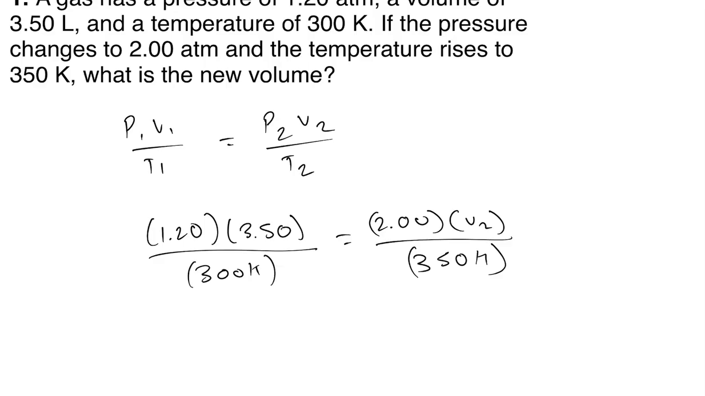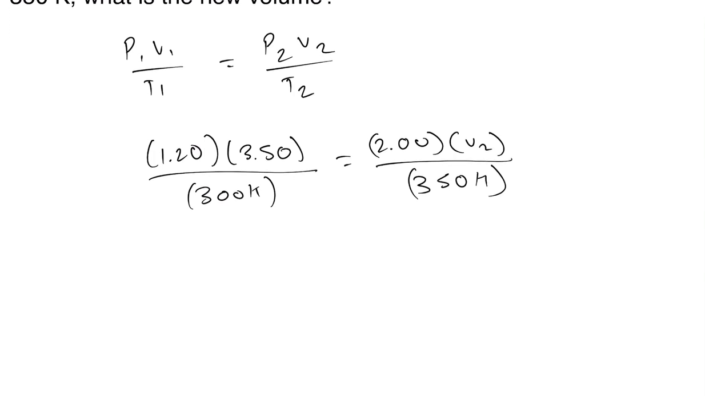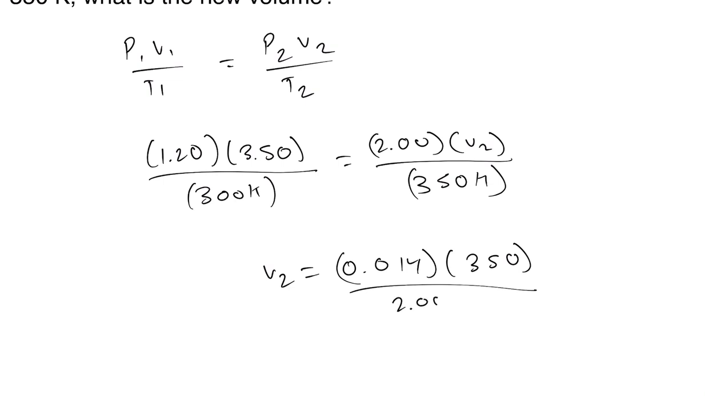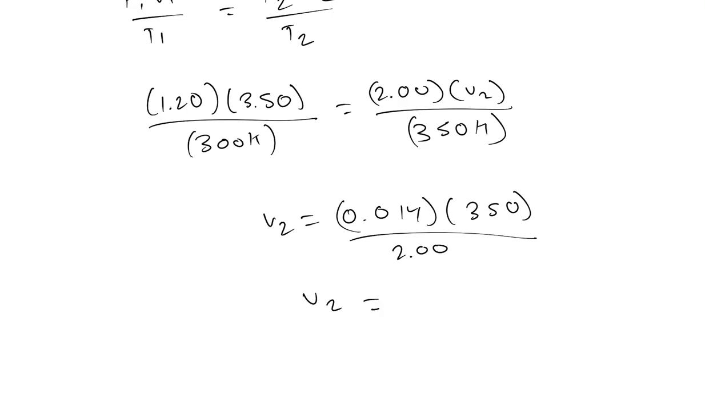Now we can isolate for V2, and to do that, V2 is going to be equal to, when we simplify it all out, 0.014 times 350 all over 2.00, and that will give us a final volume of 2.45 liters.